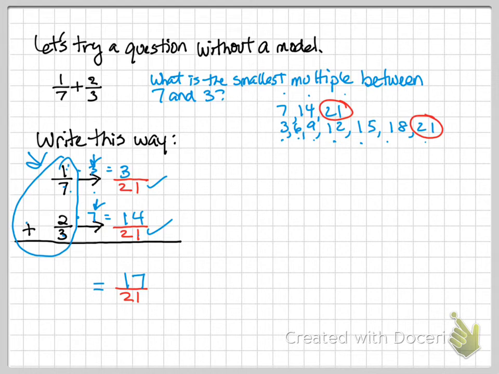Now that both denominators are equivalent, I can add the numerators together. 3 plus 14 is 17, and that gives me the sum of 17 over 21. So that is saying that 1/7 plus 2/3 is equivalent to 17 over 21. The 21 again came from being the smallest multiple that the two denominators shared.